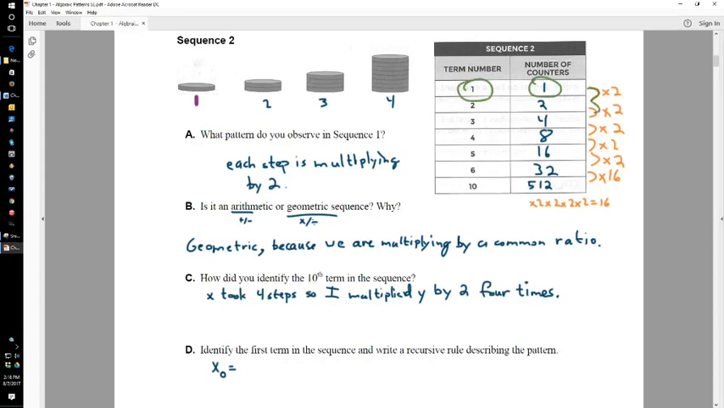So if we're multiplying by 2 to go up, to go back down we need to divide by 2. So step 0 is 1 divided by 2, which is 1/2. So x sub 0 is 1/2.